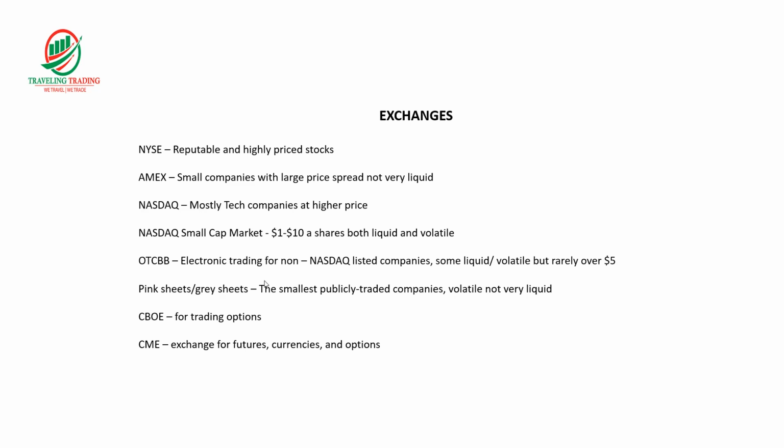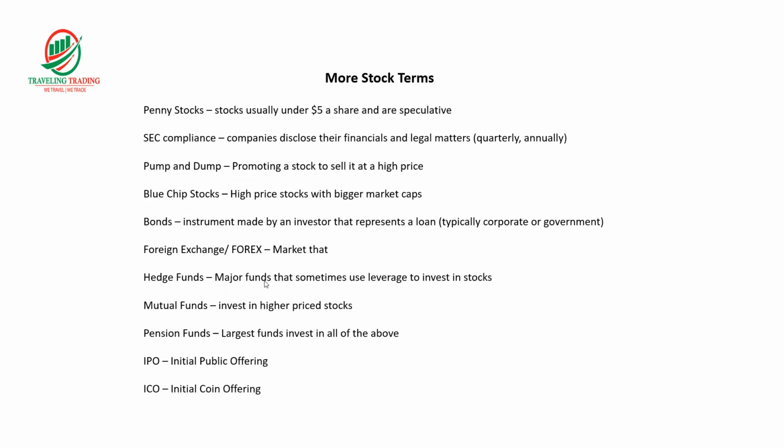CBOE, that's the Chicago Board Options Exchange. I'm sorry, CBOE is for trading options. The CME is the Chicago Mercantile Exchange. That's an exchange for futures and currencies and options as well too. Pretty simple there.